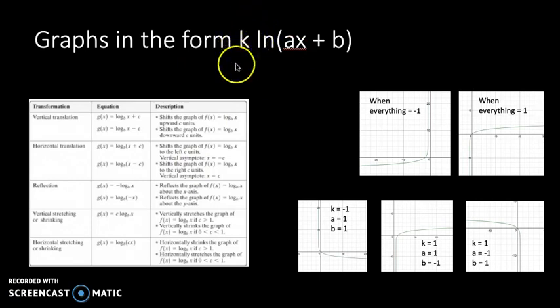Our k here is going to be a vertical stretch or compression, depending on if it's bigger or less than 1. And our ax over here is going to be a horizontal compression or stretch, depending if it's bigger than 1 or less than 1.